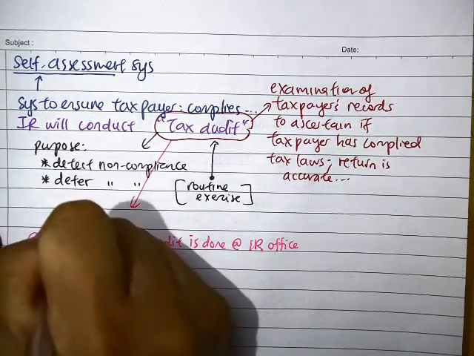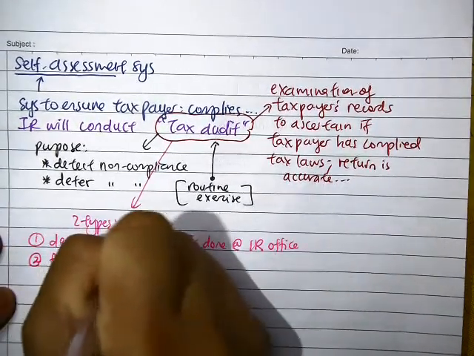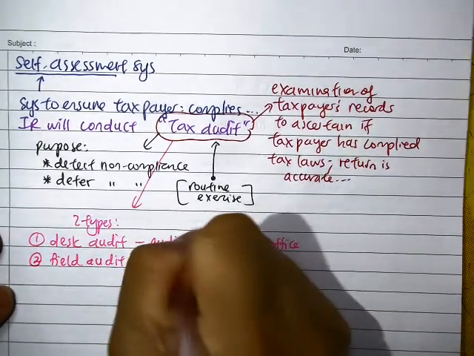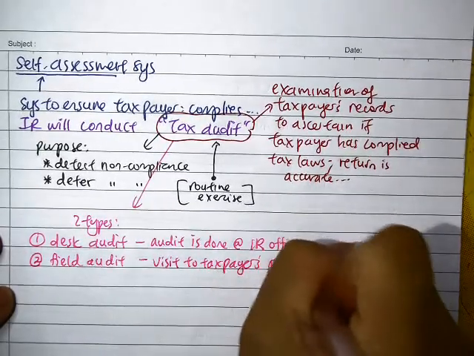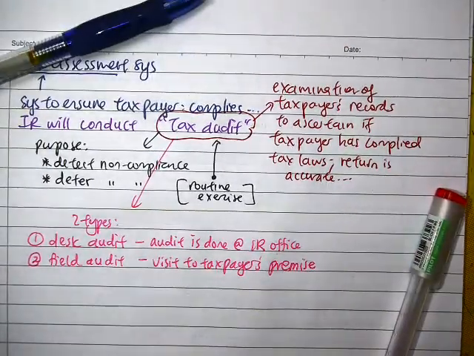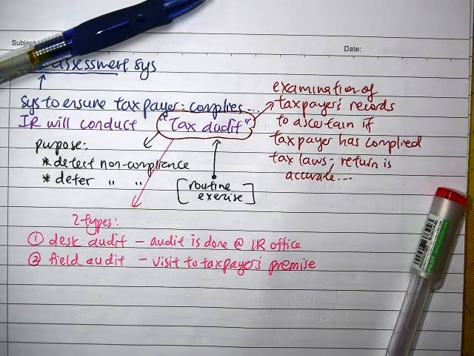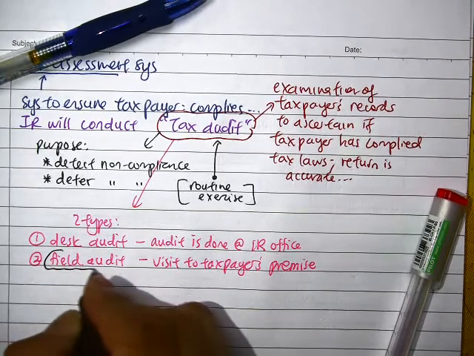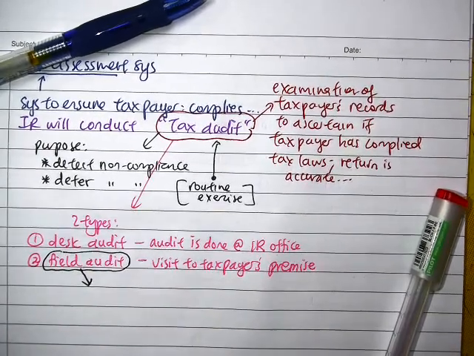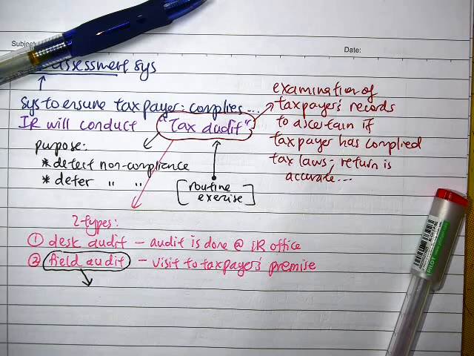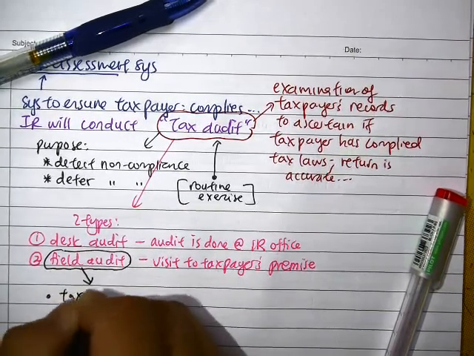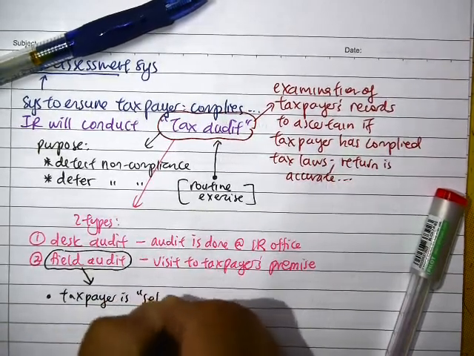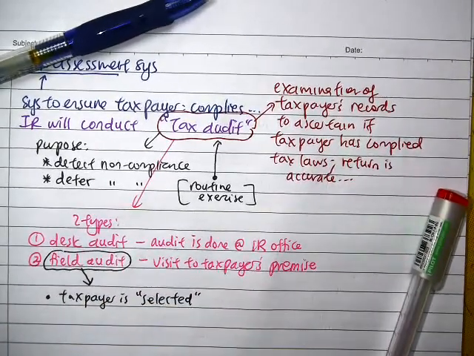So it's quite simple. Now, this one will not involve a visit to the taxpayer. The other type of audit is what we call the field audit, the major one, where they will visit the taxpayer's premises. Okay, so we're going to see how a field audit works. Now first, you will be selected. The taxpayer is selected for audit.